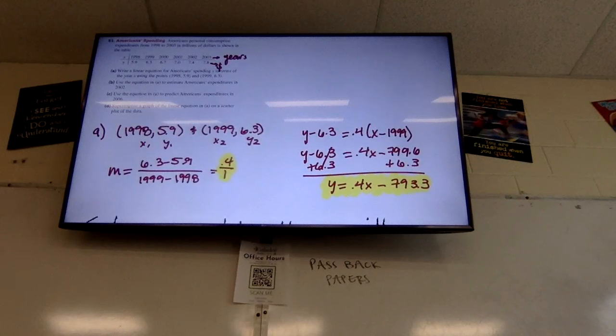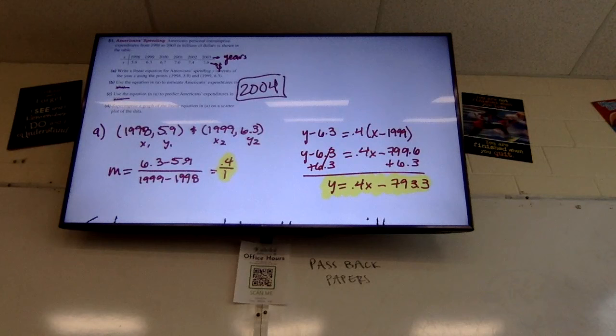All right, then it says use the equation in A to estimate America's expenditures in 2002. And then the next problem says almost the exact same thing to predict it in 2006. We're just gonna pick one year. Which year do you wanna do, 2002, 2006? You don't have a personal preference? Okay. Which one, 04? Okay, we're gonna do 04, so we're not gonna do either of those. We're gonna do 2004.